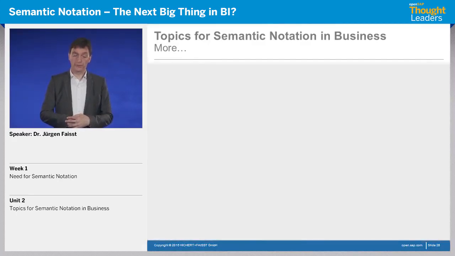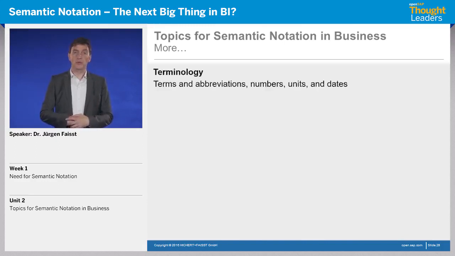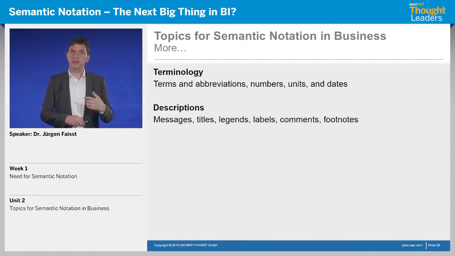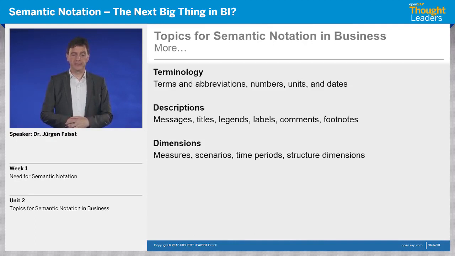There are more topics worth being standardized by a semantic notation. For instance, we can look at the terminology. Wouldn't it be great if we would have the same terms, the same abbreviations, the same numbers, the same units, the same way we put dates, at least in one company? Wouldn't it be great if the descriptions to a chart or to a table would be visualized in the same way? The legends, the labels, the titles, the messages at the same place, in the same fonts, with the same distance to visualization elements. Wouldn't that be great?